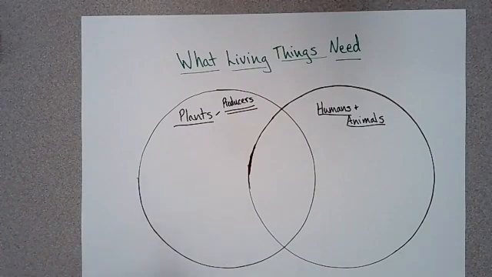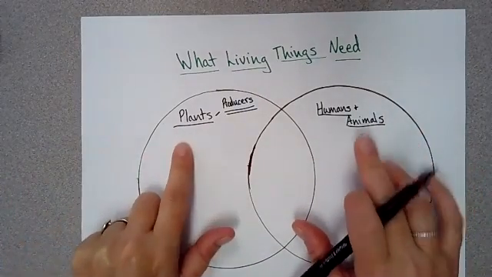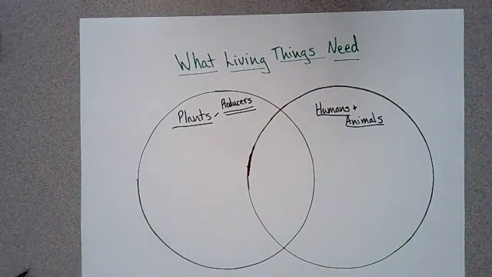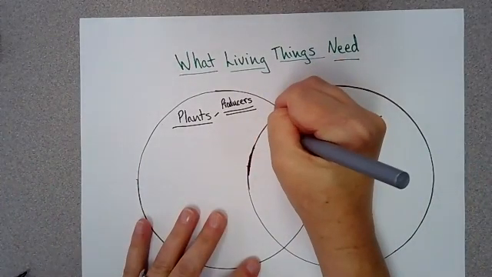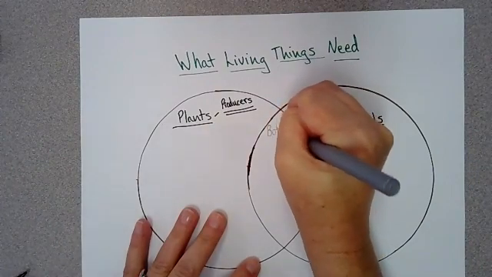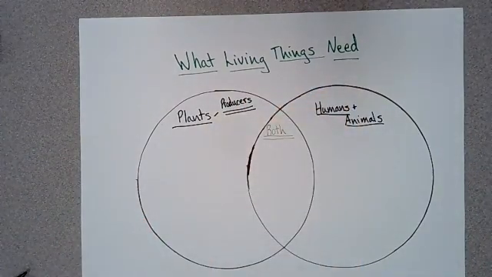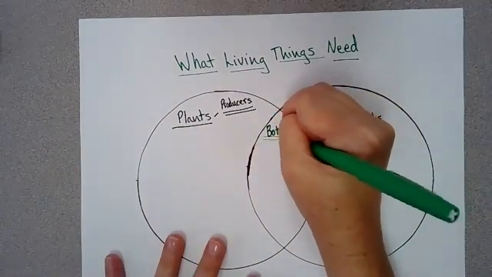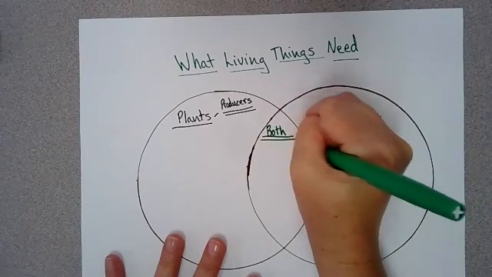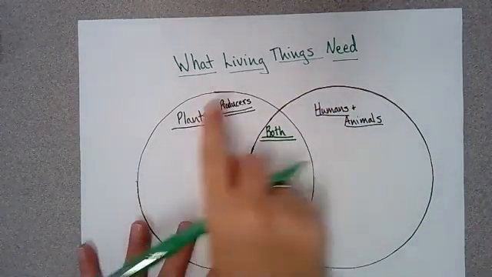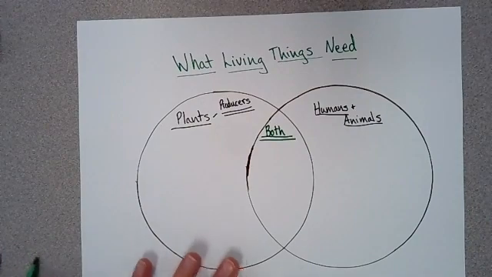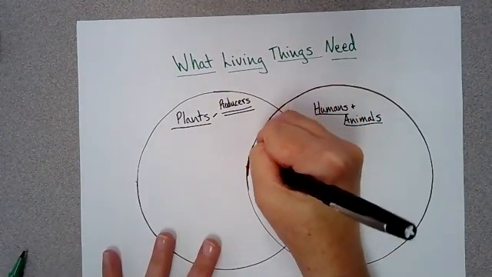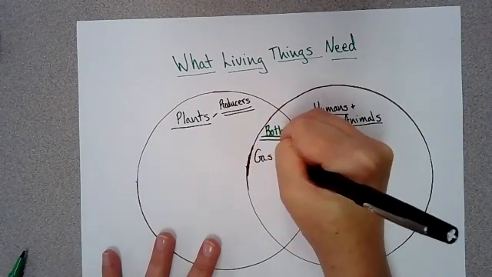First thing we're going to do is talk about the types of air or gases that both of these things need. In the middle here, this is your "both." You're going to write the things that both of them need here. I'm going to make that darker so that you can see it. Both humans and animals and plants, both producers and consumers, have to have gases. I'm going to put gas/air.